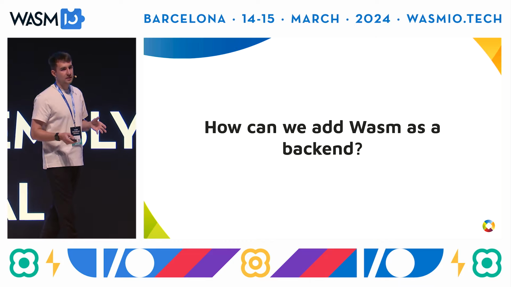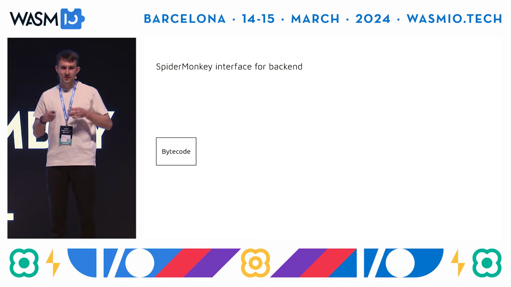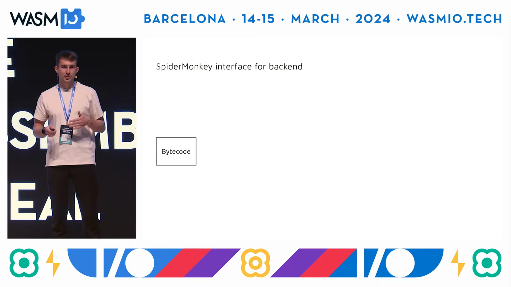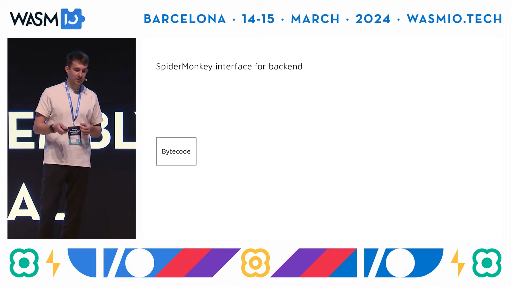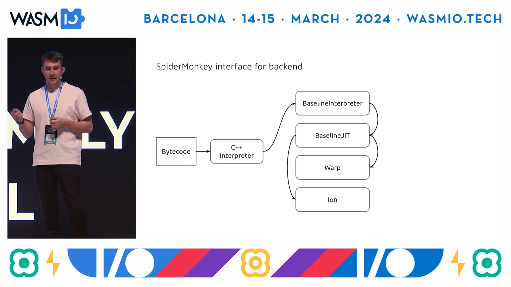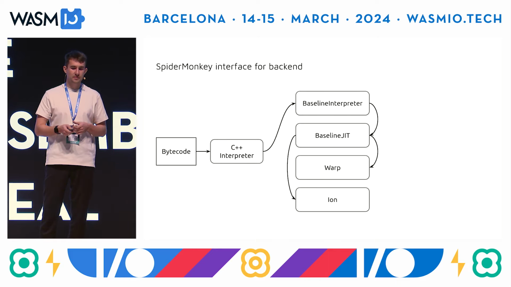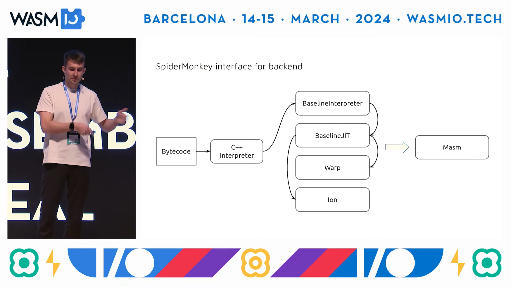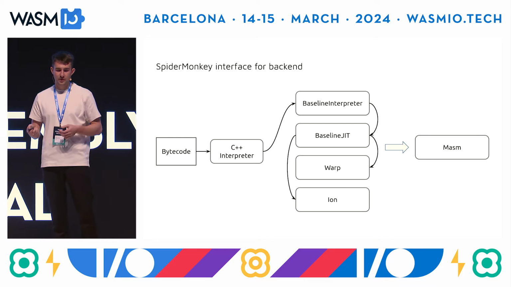So how can we add a Wasm backend to SpiderMonkey? Let's look at the internals of SpiderMonkey. When you run your source JavaScript with SpiderMonkey, first of all, it compiles it to bytecode. Then it goes to the C++ interpreter, and then you have 4 JIT tiers for execution. All these tiers use one abstraction called the macroassembler. And from this macroassembler, it generates bytes or assembly for execution.